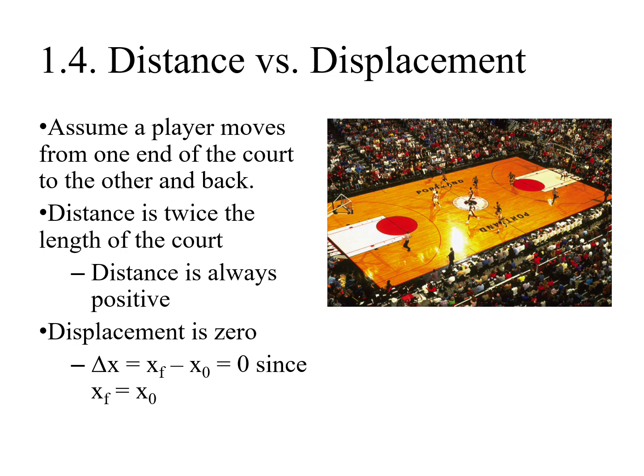The distance is not 0 because the player did move, but the displacement is 0 because the initial position and the final position are the same. So delta x, x final minus x initial, will give you 0. So remember, distance depends on the path, but displacement depends only on the start and end positions.